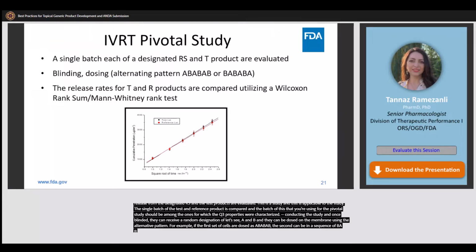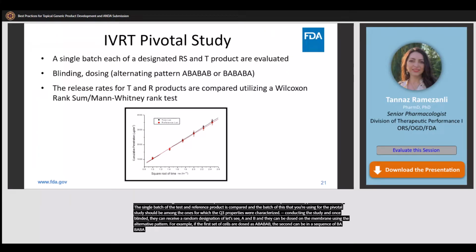And finally, after sampling the receptor solution at the designated time points, the release rates for the test and reference product are compared using a statistical analysis called the Wilcoxon-Ransom test that is recommended in the USP Chapter 1724, and the equivalency of the drug release between the test and reference product is established.